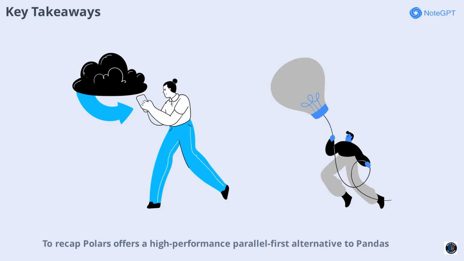Recap: Polars offers a high-performance, parallel-first alternative to Pandas. Its Rust foundation, use of Apache Arrow, and lazy, declarative approach make it ideal for modern data tasks. By thinking in expressions and outcomes, you can unlock new levels of efficiency and scalability in your workflows. Whether you're a developer, analyst, or data scientist, Polars is a tool worth adding to your toolkit.